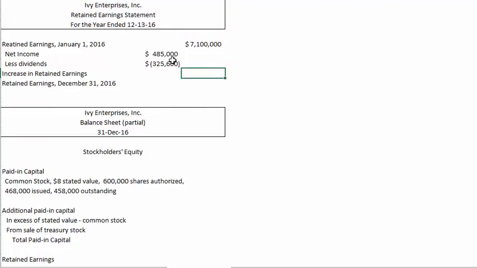So in net difference between the two, we actually increased retained earnings by 159,400. So although we had a profit of 485, we decided to distribute 325,600. So the ending retained earnings balance is what we started with, plus the net income minus the dividends, to give us an ending retained earnings of 7,259,400. Now that's an important number because that flows through directly to the balance sheet.